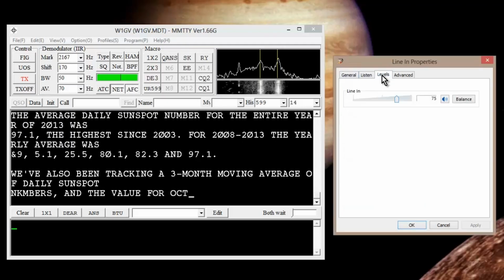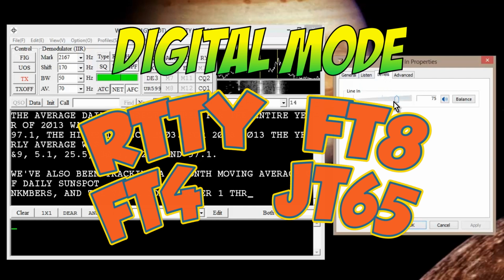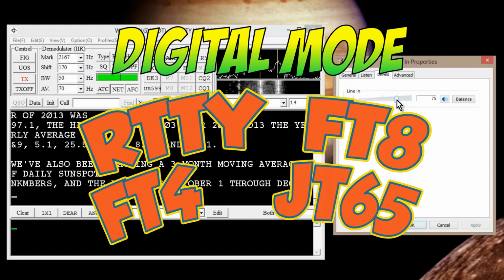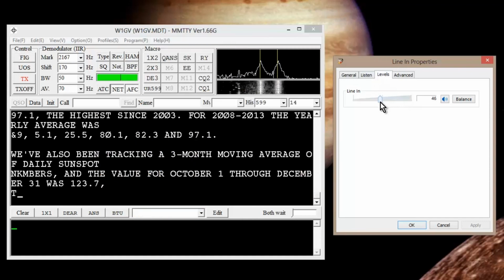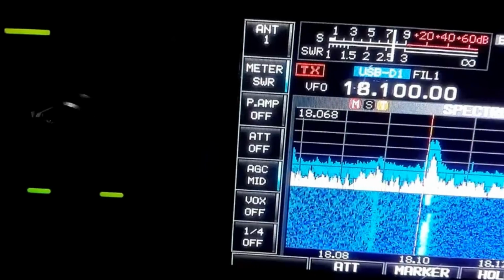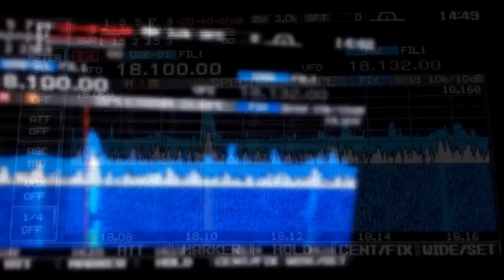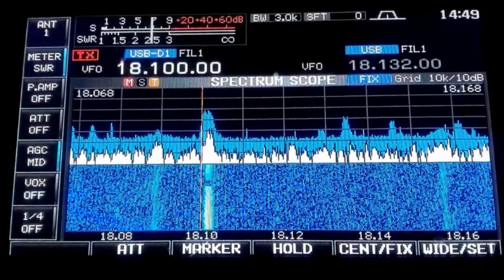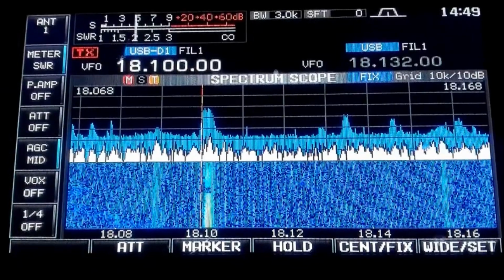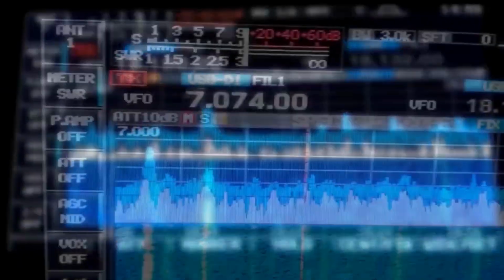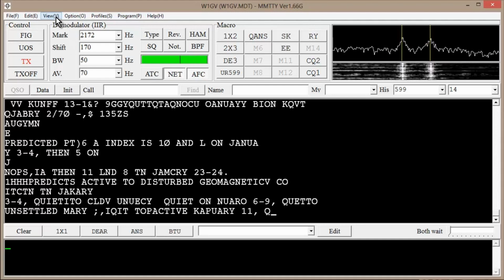Finally, we have the digital modes, RTTY, FT8, FT4, and JT65, the cutting edge of radio modulation. These are not your grandfather's radio signals. They represent a quantum leap forward in technology, harnessing the power of modern computing to send and receive messages with incredible efficiency and reliability. Let's start with RTTY, or radio teletype.